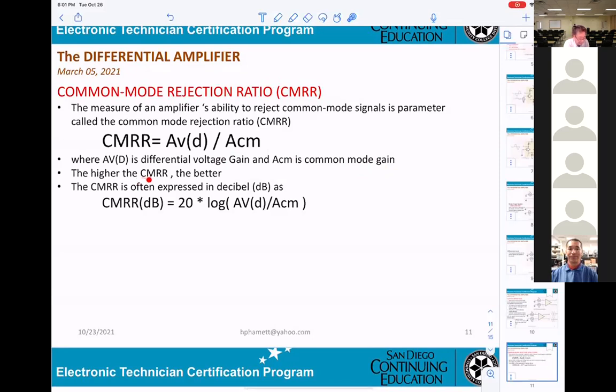The higher CMRR, the better. The CMRR is often expressed in decibels with this formula: CMRR dB equals 20 times log of AVD divided by ACM. And now you know how to calculate the common mode rejection of the amplifier, also in decibels.